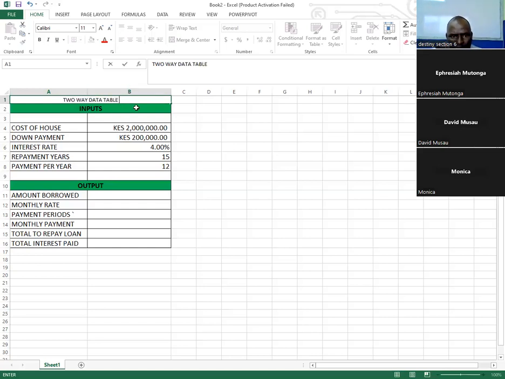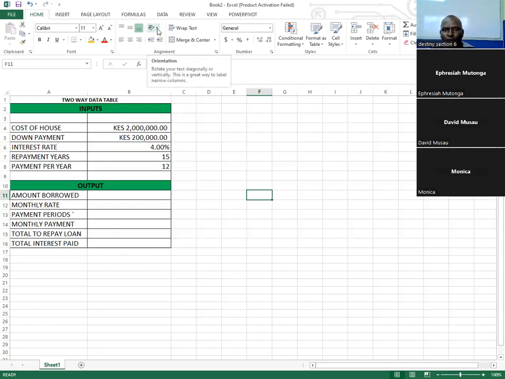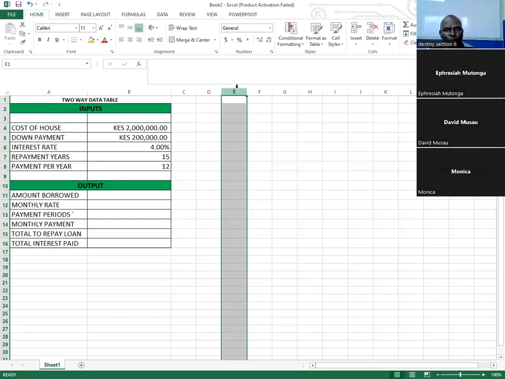Like what I said in our previous lesson, when we are dealing with data tables, if you are dealing with a two variable data table, that means you have to use two input cells. What I mean by two input cells is both the column and the row.